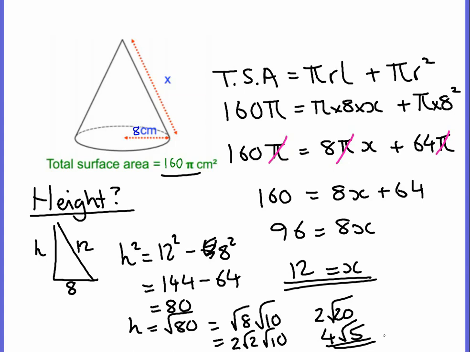So if they ask you the height, then you just have to find something else, and then that should allow you to then find the height. In this case, find the slanted length, use it with Pythagoras to find the height. Okay, that's it. Best of luck.